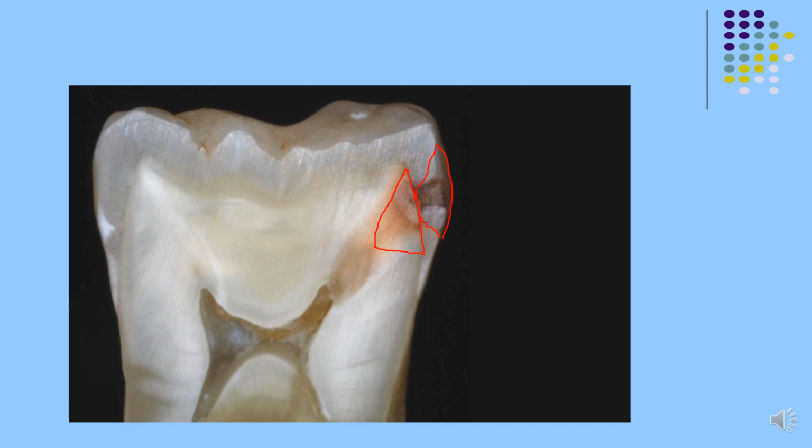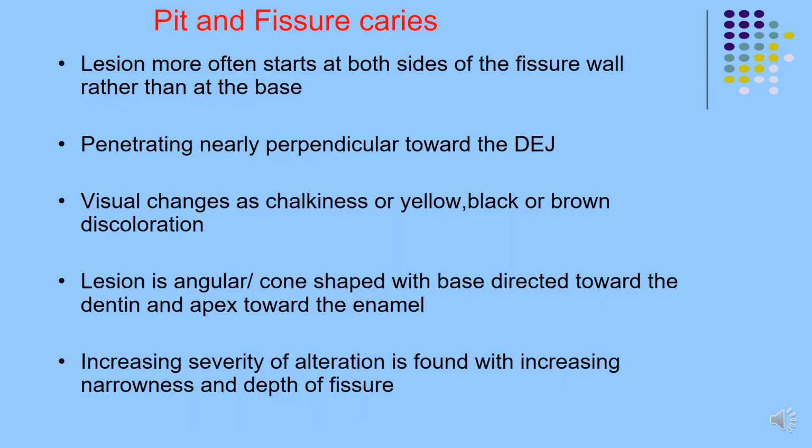So you will be able to understand the difference between caries progression in smooth surface caries as compared to that in pit and fissure caries. Okay, so this is how smooth surface caries progresses.